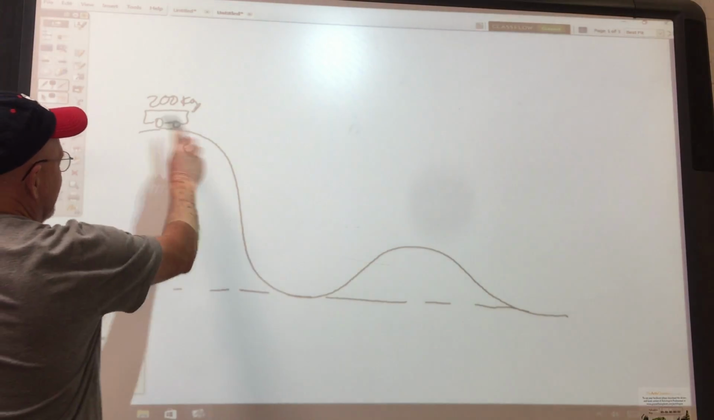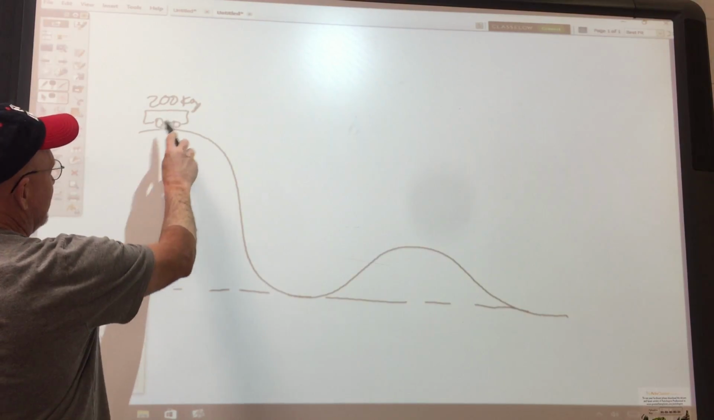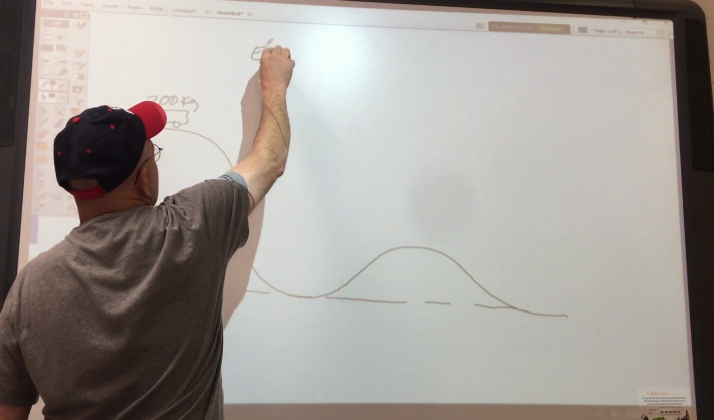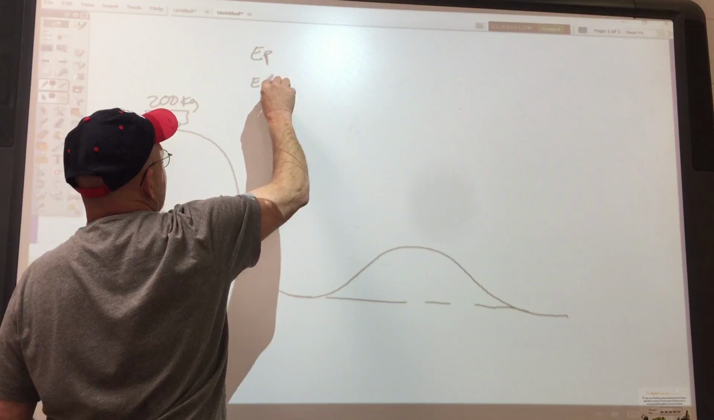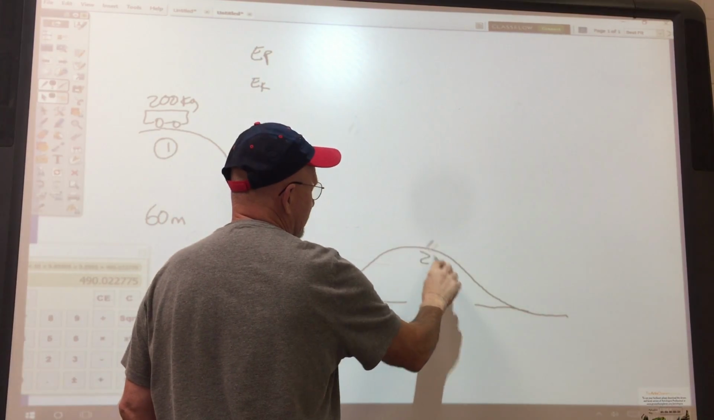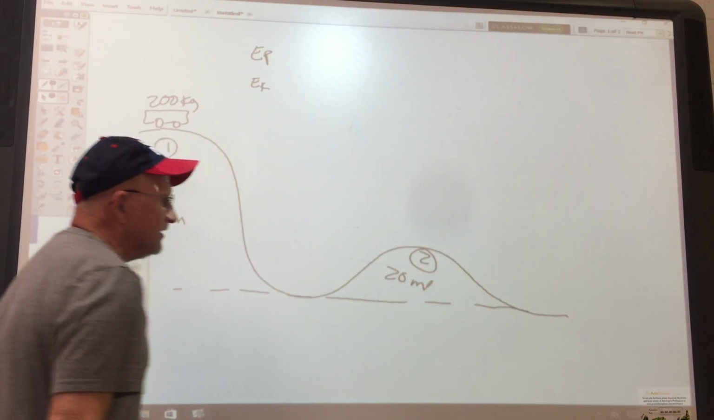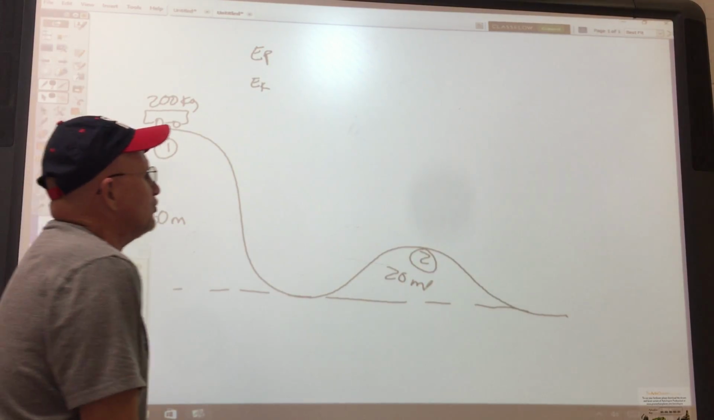Let's look at this thing real quick. I'm going to run through some quick situations, but let's find the EP and the EK here at 1 and at 2. This hill is 60 meters, and we're going to say this hill is 20 meters. Let's see the quickest way to do that.